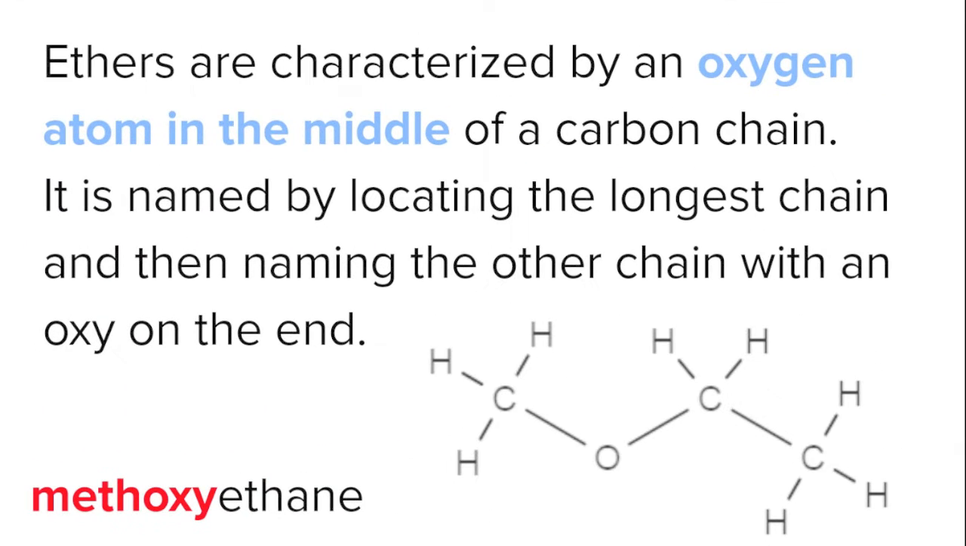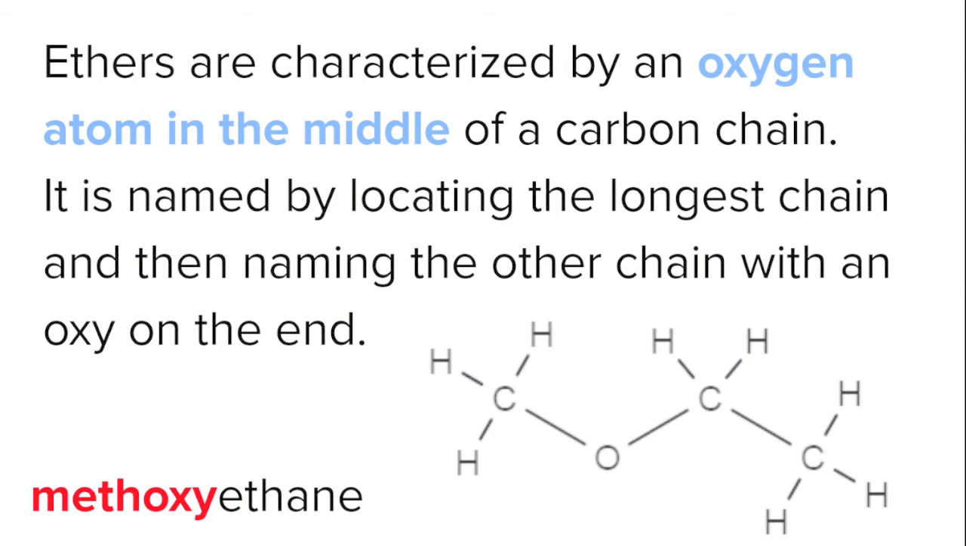But ethers are characterized when you take that oxygen atom and put it into the middle of a carbon chain. How we name these things is pretty straightforward. It's named by locating the longest carbon chain and then naming the other chain first, putting oxy on the end, and then the long chain. So you can see this structure that's on the slide here.